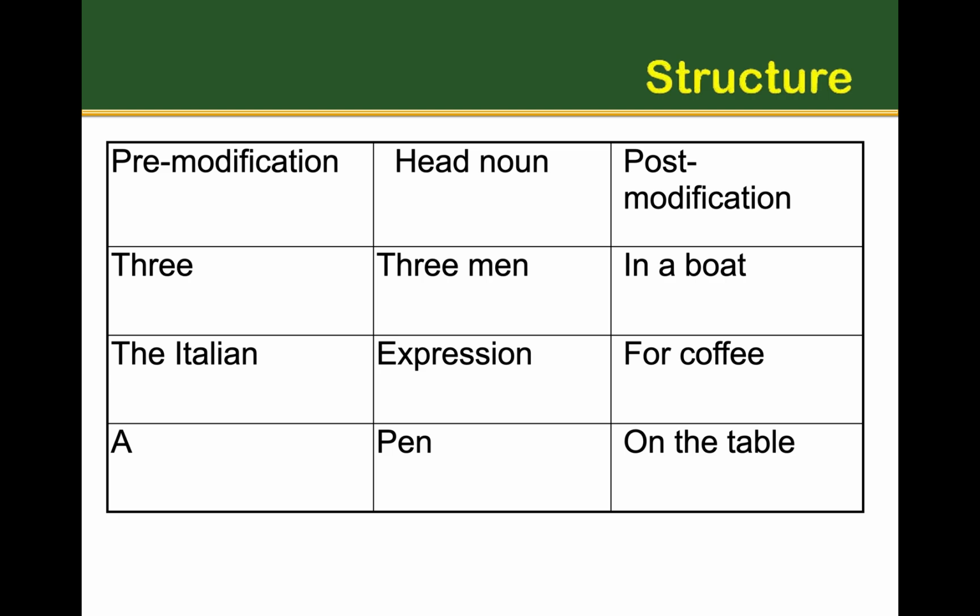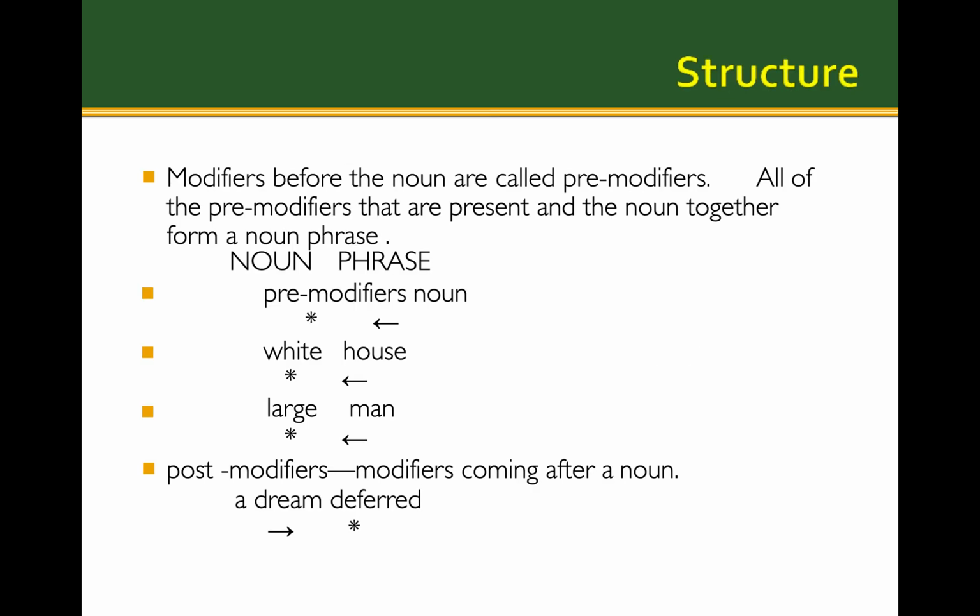Three men in a boat. So in a boat is a post-modifier. Usually post-modifiers can be seen as prepositional phrases and clauses, as we talked about in the previous lectures. Three is a predeterminer. The Italian: the is a central determiner, Italian is a pre-modifier before the head. A pen: a is a central determiner before the head.